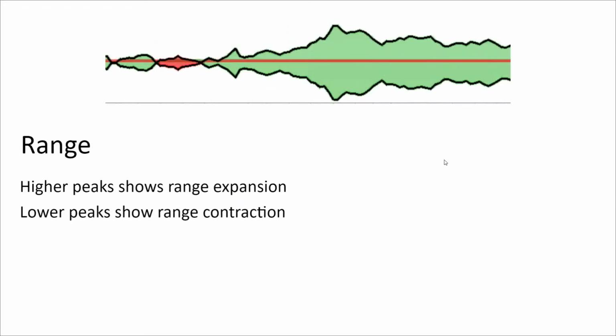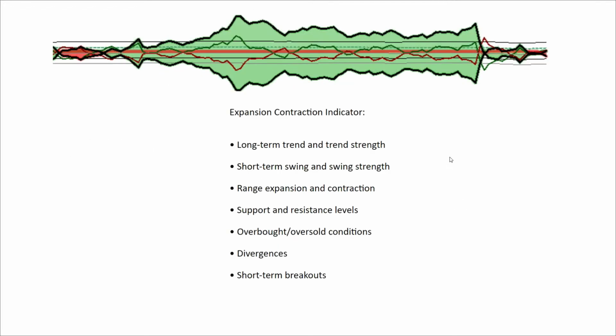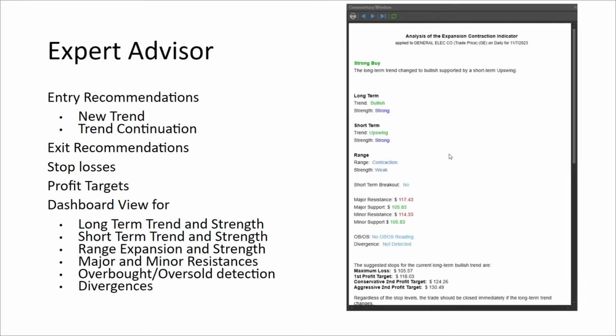So with JBXC, I'm going to go ahead. Brian did a really good job talking about how these indicators were put together. But with the expert advisor, if you get a strong buy, you'll notice right here it says a long-term trend change to bullish, supported by a short-term trend upswing, which gives you some information about what's going on. It's going to give you entry recommendations based on a new trend, or whether that's a trend continuation. If you have a trade, you're going to have exit recommendations, profit targets, stop losses, and you get that dashboard view that helps you remember all the stuff that JBXC is looking for.